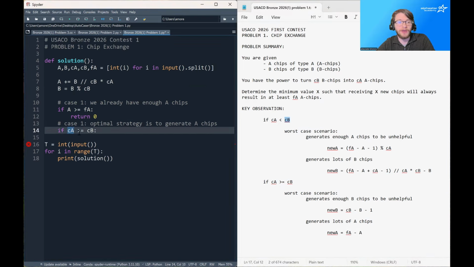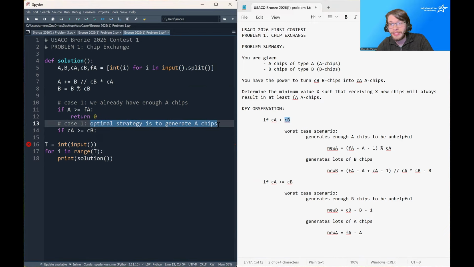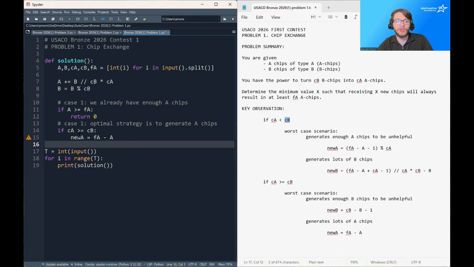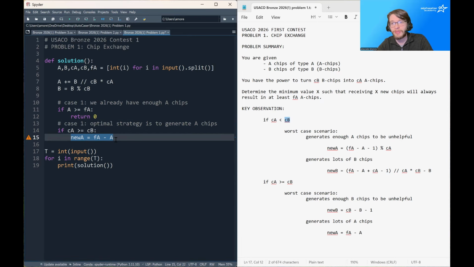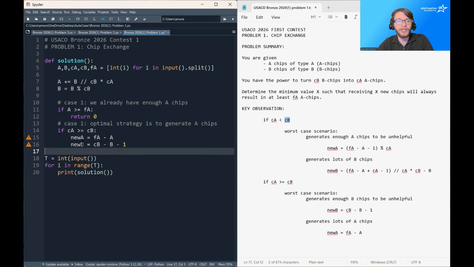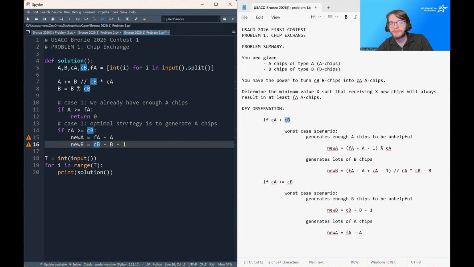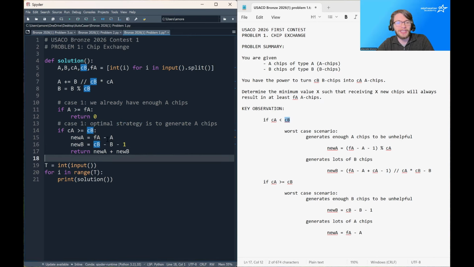So here, if C of A is greater than C of B, the optimal strategy is to generate primarily A chips. And so the new A is going to be f of A minus A, right? Every time we add an A chip, that's just one more A chip in our collection. So we can add a maximum of f of A minus A chips. And then we add just enough new B chips to be unhelpful, right? Just enough to not reach this value of CB. And then next up, we return the sum of those two things.